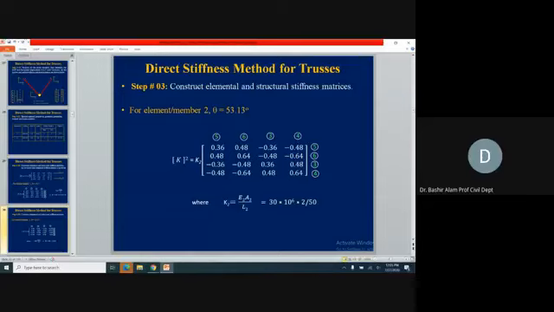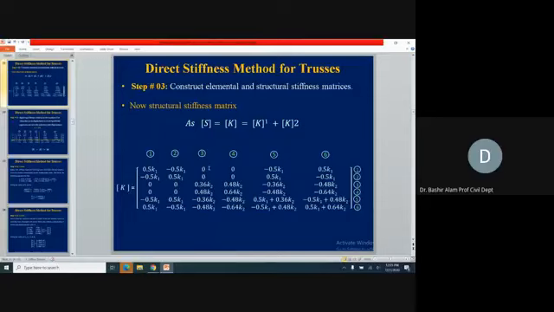What will be the order of this structure stiffness matrix? The degree of indeterminacy was 6, so it will be 6 cross 6 now. So here you see 6 cross 6. And this is how each element is accommodated here now. From those elements, these are coming, and we make this 6 cross 6 matrix. This is the structural coefficient matrix now.